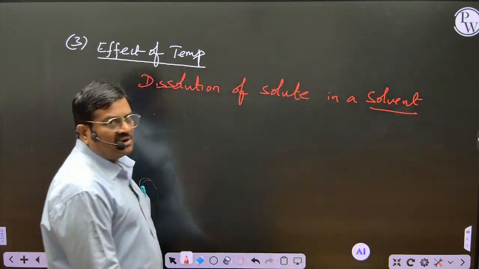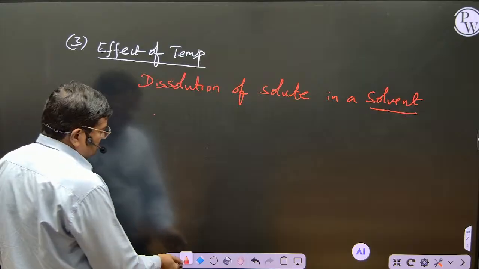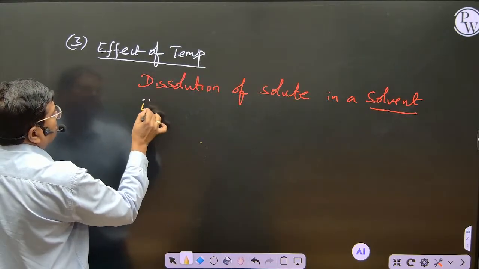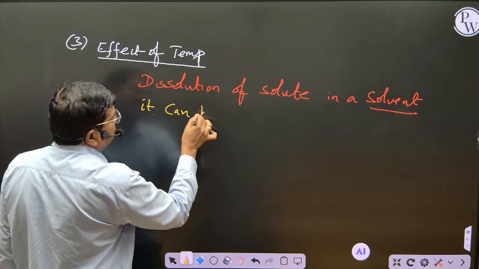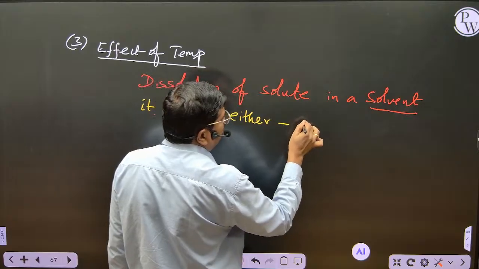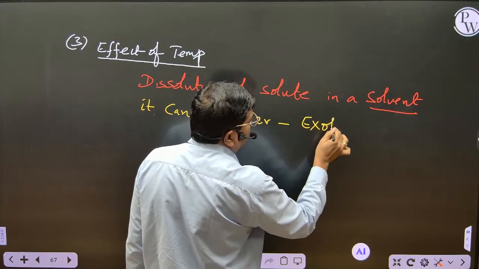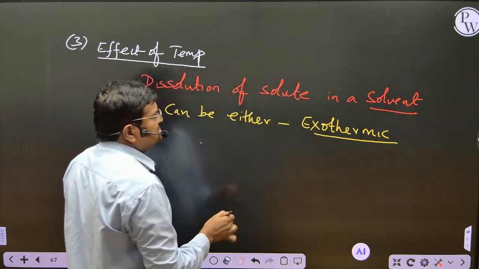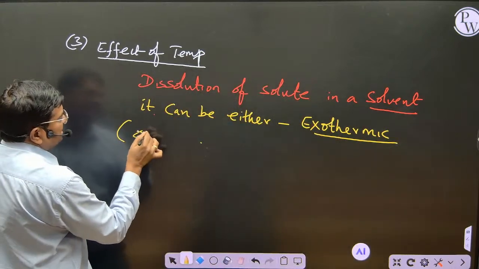It can be either what? Exothermic. What is exothermic, student? Heat is evolved. So you remember in thermodynamics we show with the symbol delta H is negative.